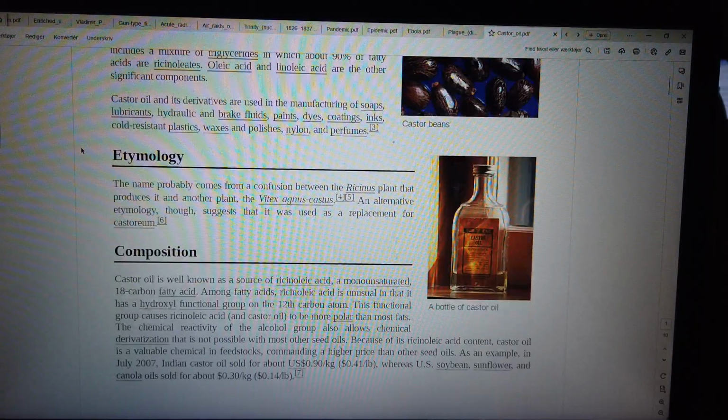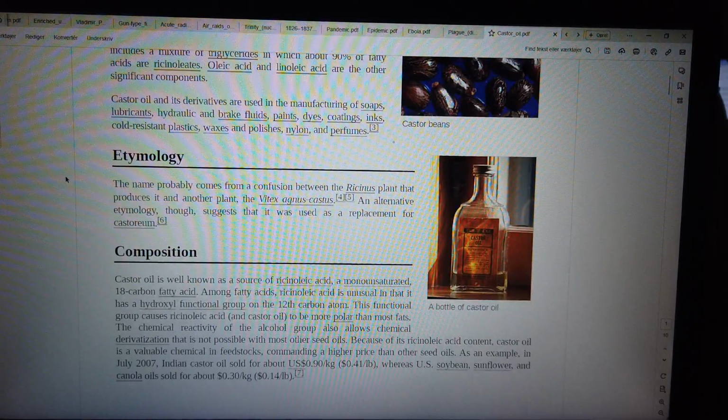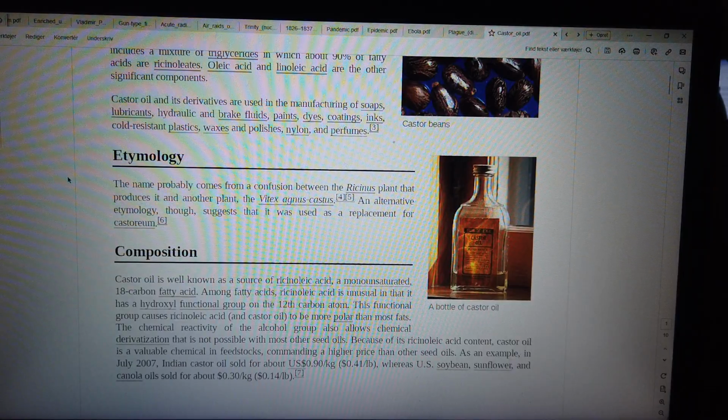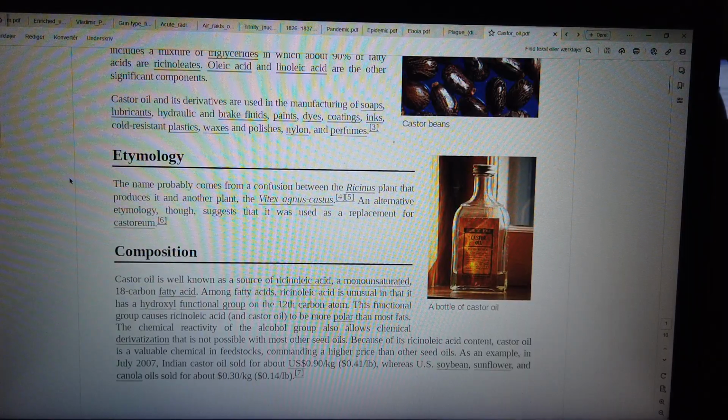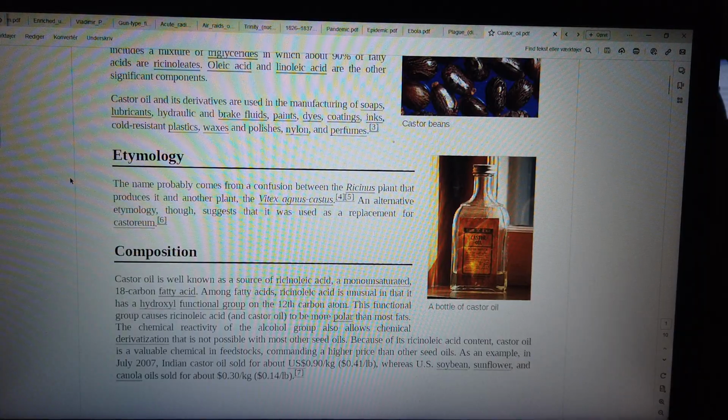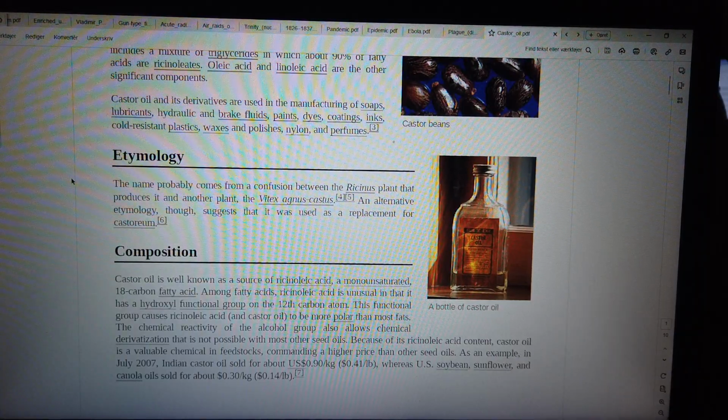Etymology. The name probably comes from a confusion between the ricinus plant that produces it and another plant, the Vitex agnus-castus. An alternative etymology, though, suggests that it was used as a replacement for castoreum.